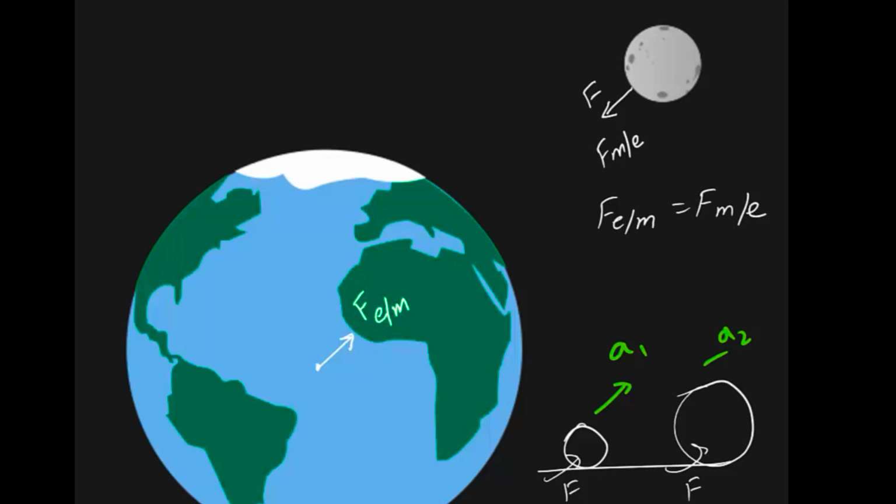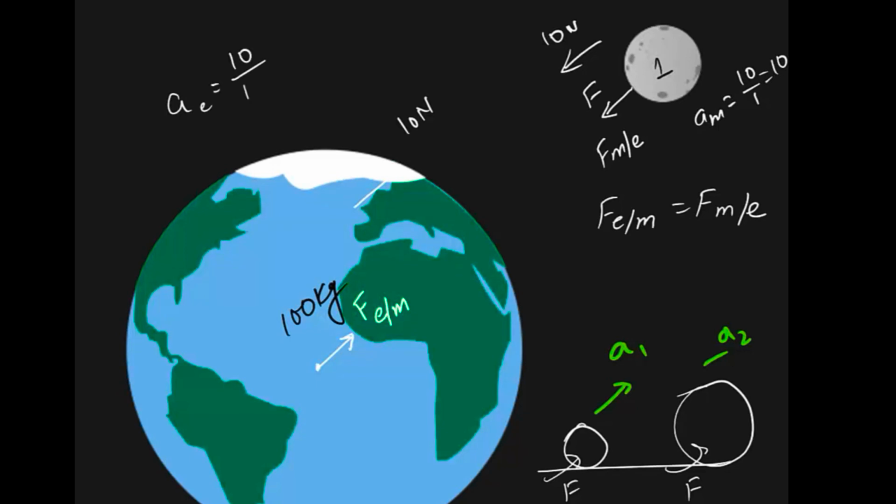Same force is applied on the moon and on the Earth, but the mass of the moon is comparatively much lesser than the Earth. For comparison, let's say the mass of the moon is 1 kg and the mass of the Earth is 100 kg, and let's say the force applied by both of them on each other is 10 newtons. Then in this case, the acceleration of the moon will come out to be 10 over 1, that is 10. And the acceleration of the Earth will turn out to be 10 over 100, that is 0.1 meter per second squared. So who revolves around what? The moon revolves around the Earth and not the other way around.